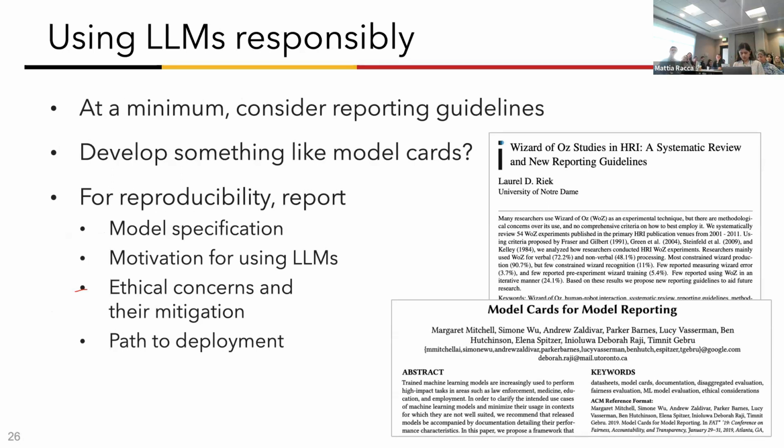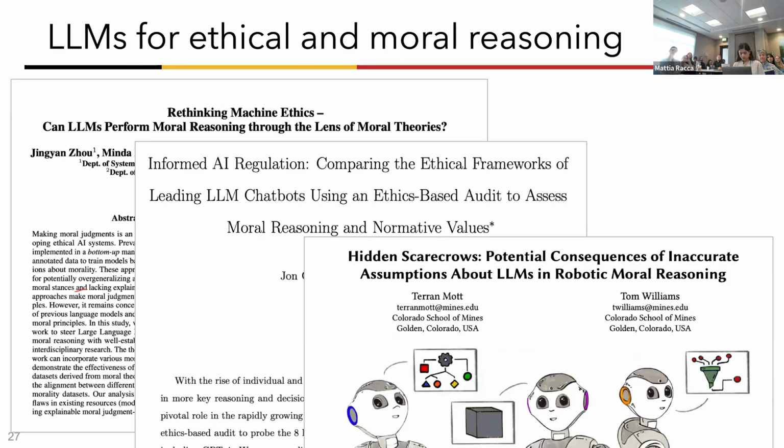And at a minimum, it's important to track why an LLM was used, how and whether ethical issues were considered, and how they were addressed, what the motivation is for using an LLM. Is it a scarecrow? Is it a stand-in? Or is it something explicit? And what's the path to deployment? Is the expectation that you've actually got something in the heart of your robot architecture calling out to GPT-N? What's the intention going forward?